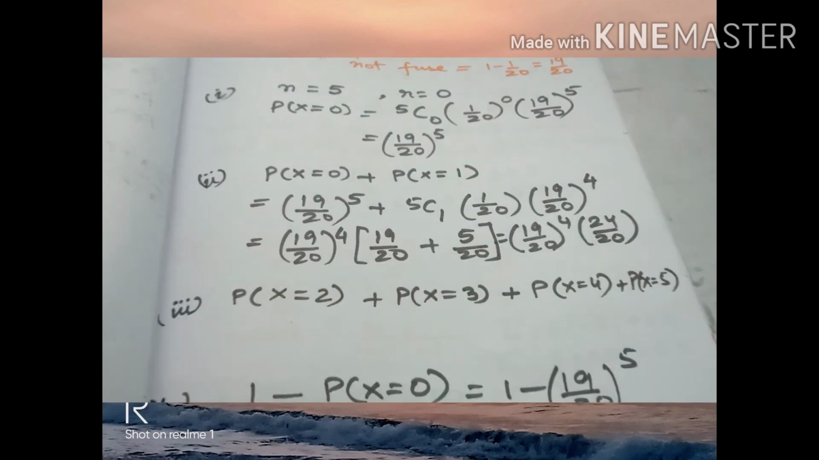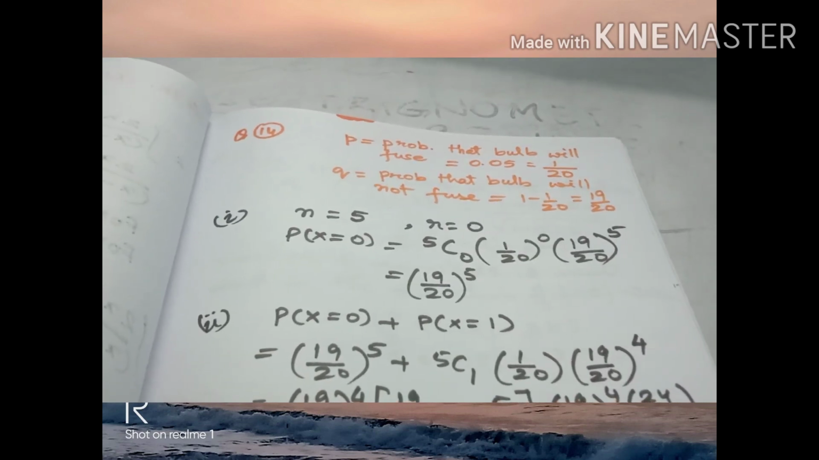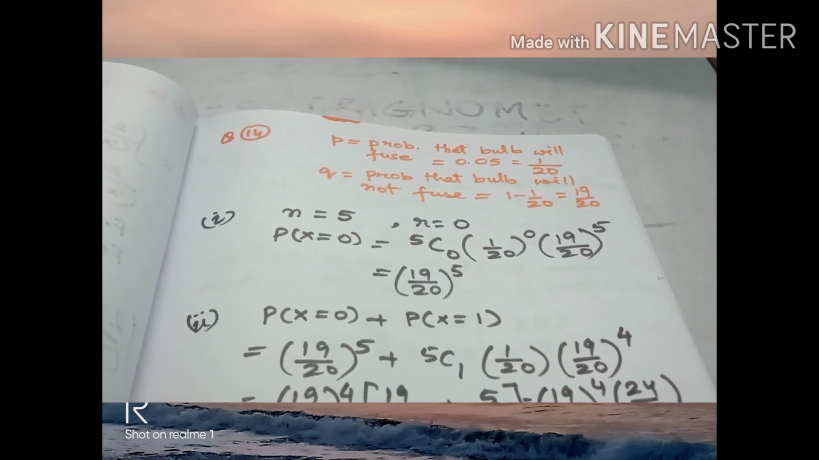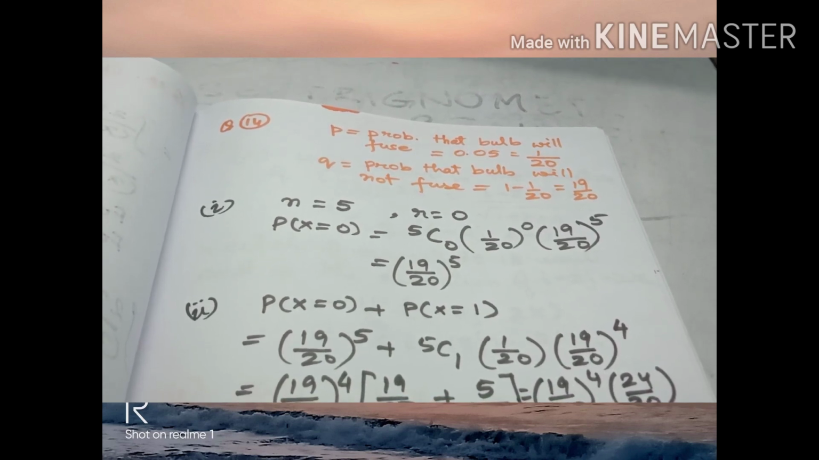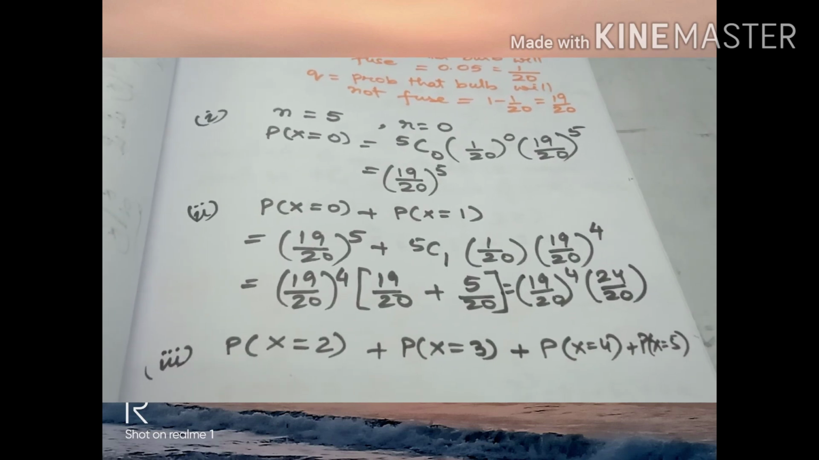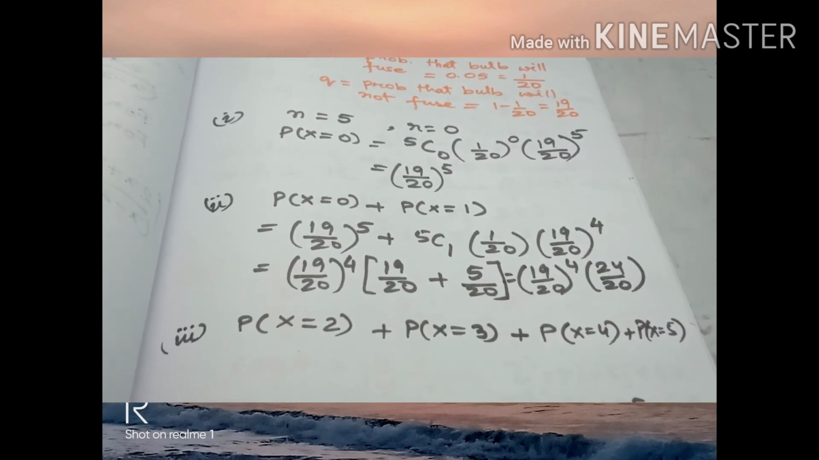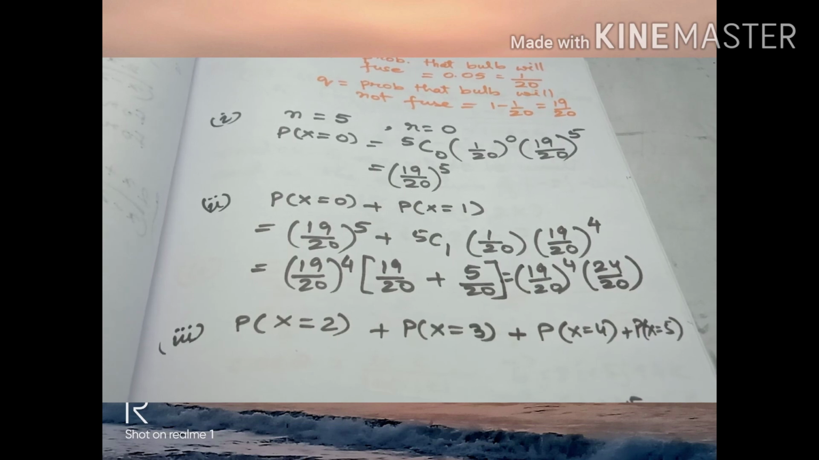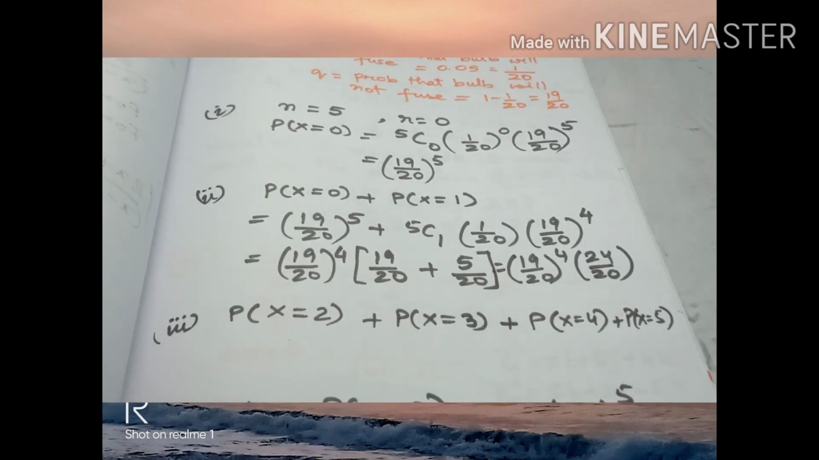And the final question, 14th question of section A. p is equal to the probability that a bulb will fuse, that is 1 by 20. q is equal to the probability that a bulb will not fuse, 19 by 20. And the number of bulbs given is 5, r is 0. So the probability that no bulb will fuse, that means this is a binomial distribution question. So applying the formula, we get 19 by 20 to the power 5.